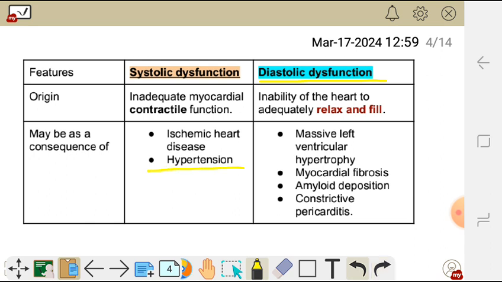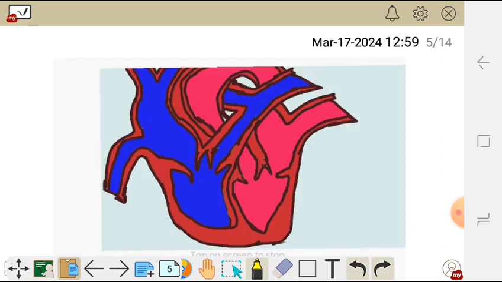Hypertension can also cause systolic dysfunction. If we have high pressures in the aorta, the heart has to work more, it has to pump blood with higher pressure than the pressure in the aorta, and that will lead to heart failure.